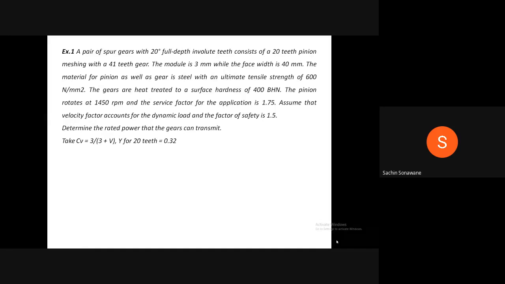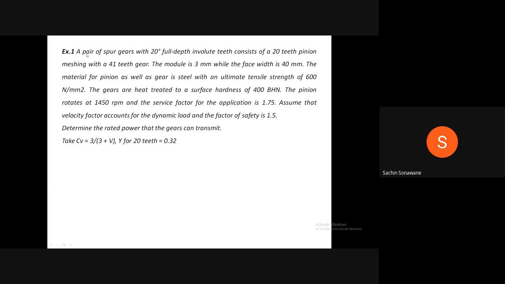Now we will start problems. Up till now, we have seen all the theory related to spur gear. From today onwards, we will start problems. Therefore, write down this problem in your notebook and be ready with your notebook, calculator, and pen. I will read the example.